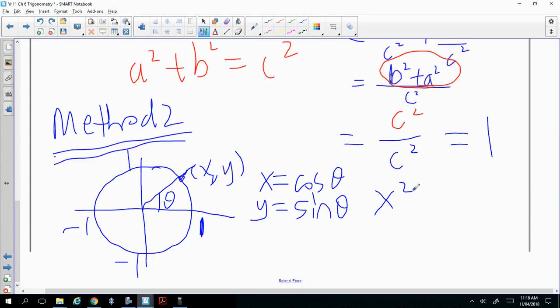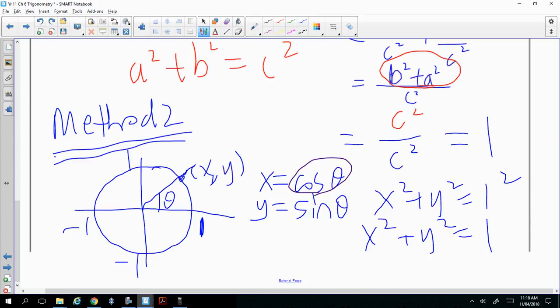So what's x again? X is cos, right? Cos squared. Y is sine squared. That's it. That proof is not as amazing as the first because it uses the Pythagoras theorem. This one just uses the equation of circle. A little bit boring. But anyway, that's another proof.